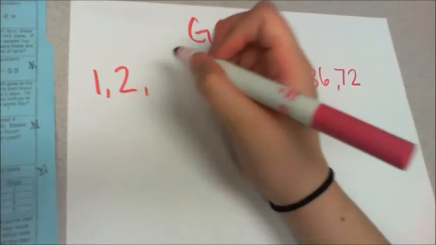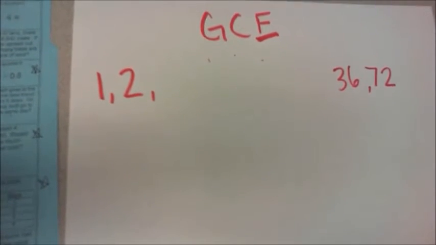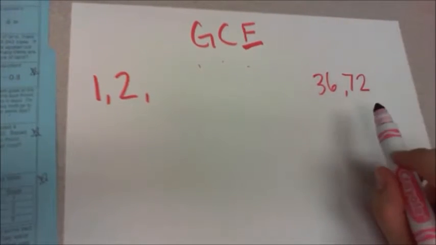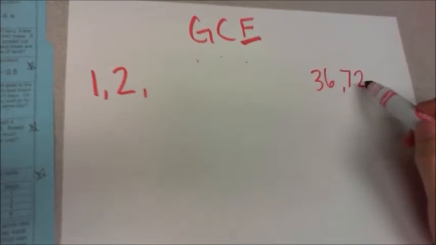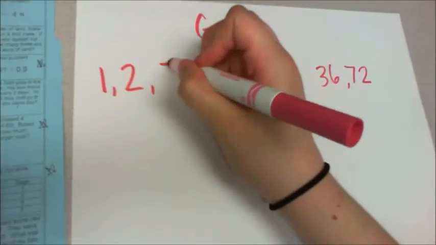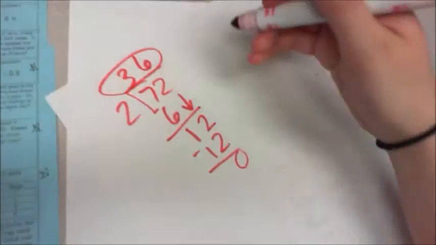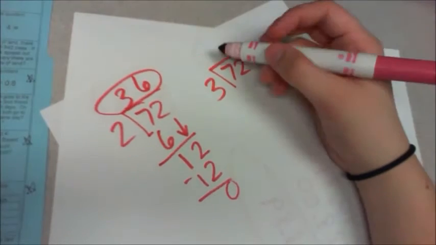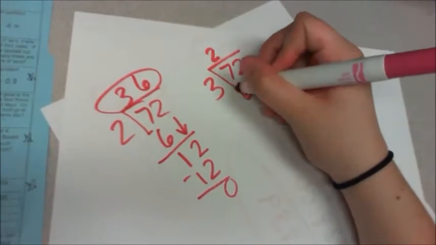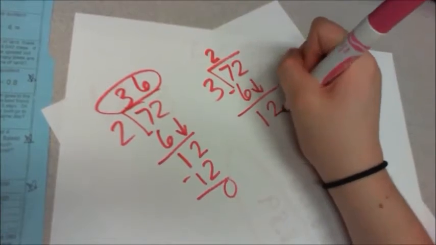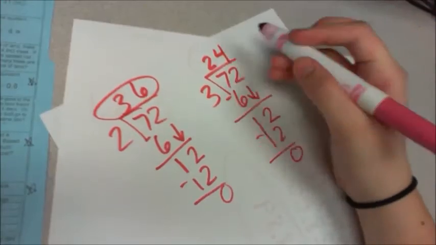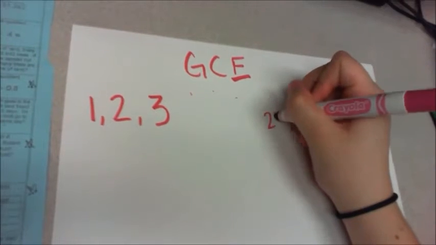Now let's move on to 3. I'm going to use my trick that I learned when I was in elementary school, that if the digits, when you add them together, make a multiple of 3, 3 will go into it. 7 plus 2 is 9, which means 3 is going to go into 72. We just need to see how many times. 3 goes into 7, 2 times. 3 times 2 is 6. Subtract, bring down, 3 goes into 12, 4 times. 12 minus 12 is 0. So 3 times 24 gives me 72.